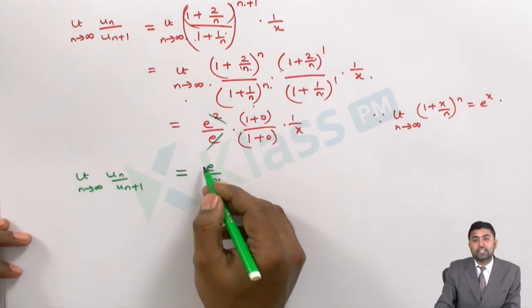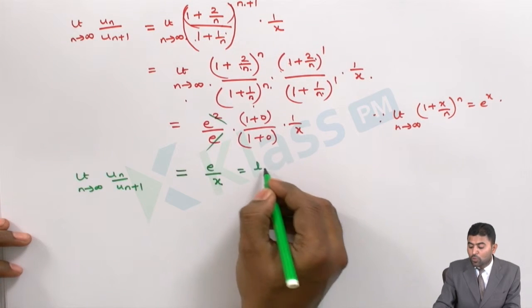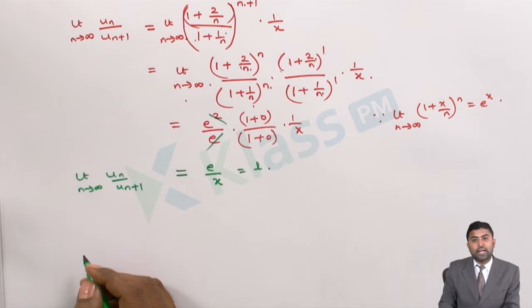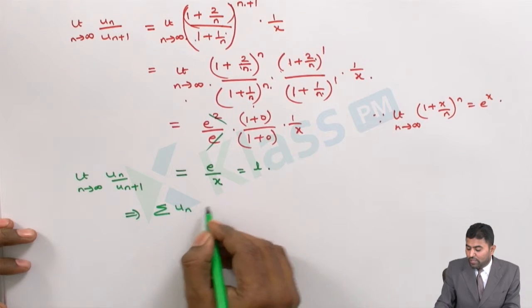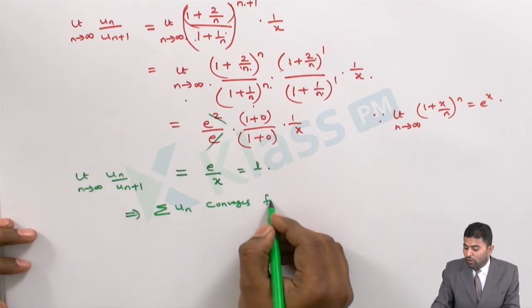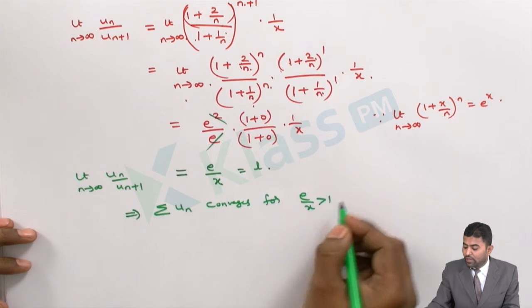I'm getting the answer as e by x, which is equal to L. When L is greater than 1, it converges. When L is less than 1, the series diverges. And when L is equal to 1, the test fails. Right? So I can write, it implies summation un converges for e by x greater than 1.